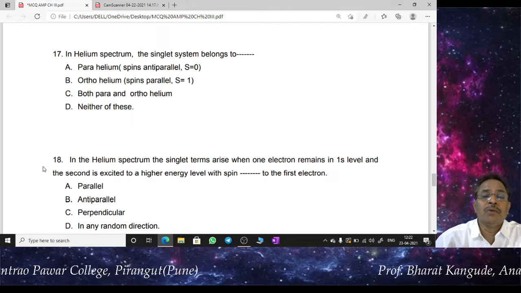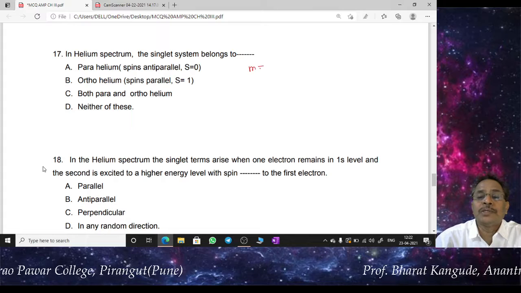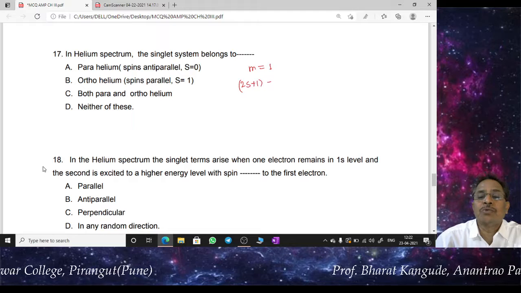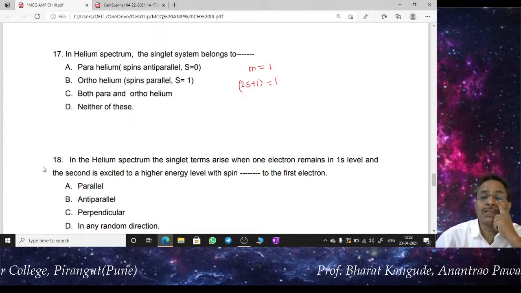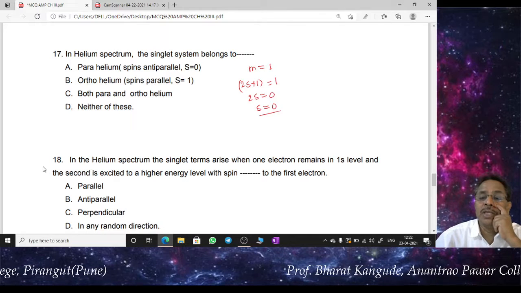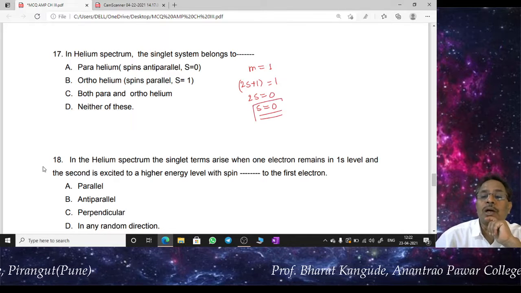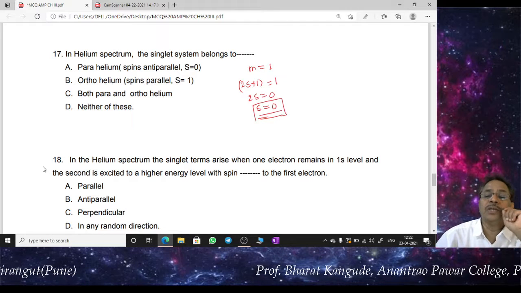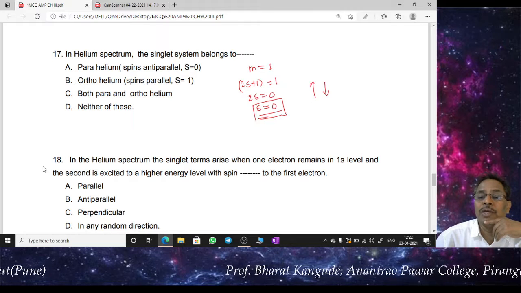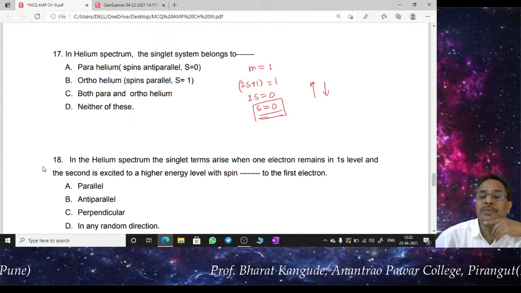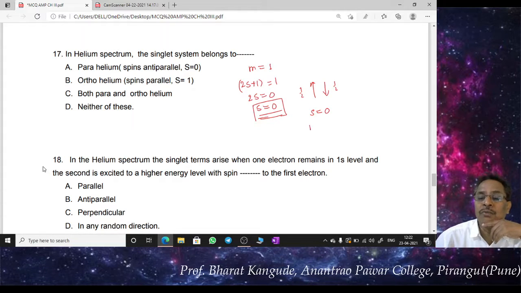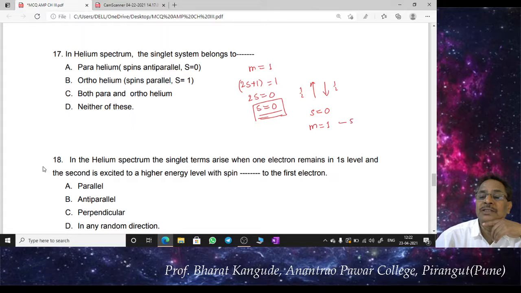So naturally, when we go for a singlet system, the multiplicity is equal to 1, and this multiplicity is given by 2S plus 1 equals 1, and therefore from this calculation one gets 2S equal to 0, or S equal to 0. Therefore, when the total spin of the 2 valence electron system is S equal to 0, the spins are anti-parallel to each other. So this is spin up and this is spin down. So total spin in this case is equal to 0. When it is 0, multiplicity is 1, and such states are called singlets.